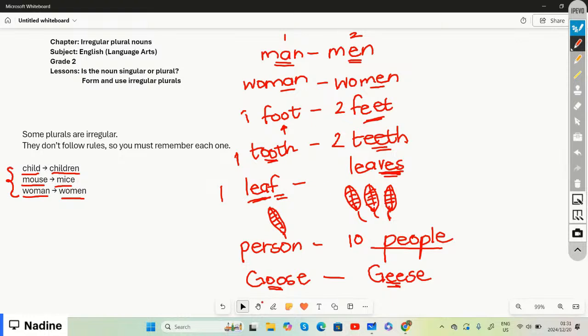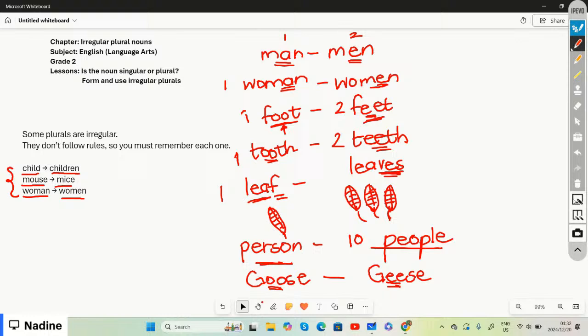We have one woman, two or more women. Do you see this? You just need to remember the forms of these words and how the wording has changed. Person to people, leaf, leaves, tooth, teeth, one foot, two feet, right?